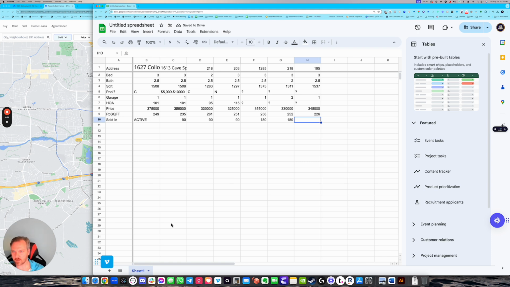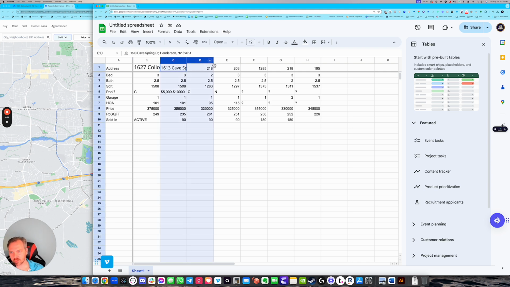All right, so we can weigh this out and look at these. Now, the reason that we're getting more on ours is there's another one that's pending, and I know this because I was looking at the MLS and working with the agent. So this is something that an agent can do for you.